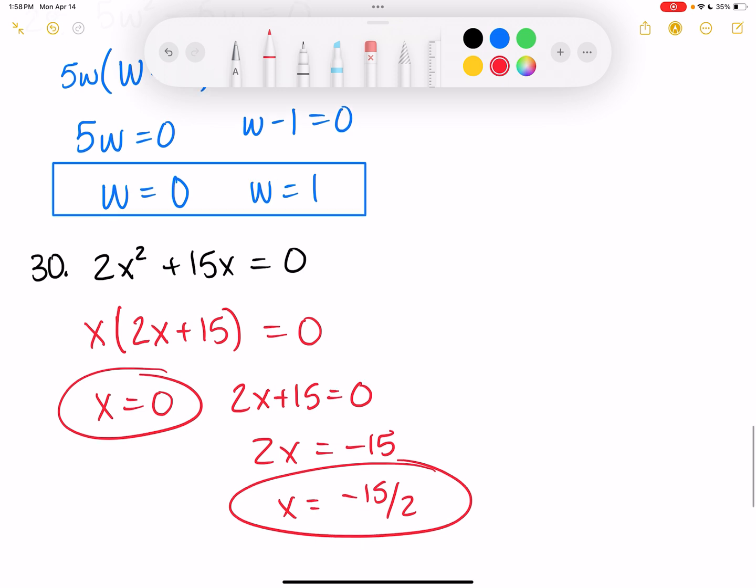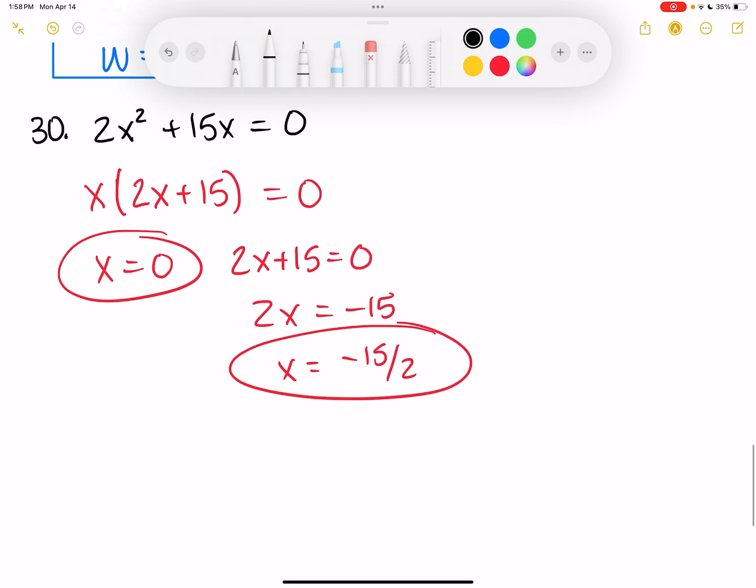All right, I want you to try this next one by yourself. So you're going to have to factor this stuff out, and then you're going to solve it, and we're going to see how we're doing with this, because then the next few are a little bit different than these. So 32 is negative 32y squared minus 24y equals 0.